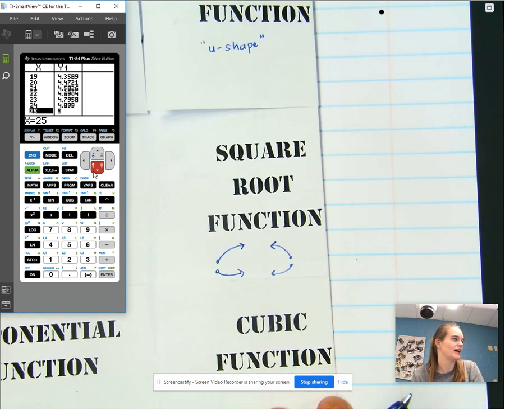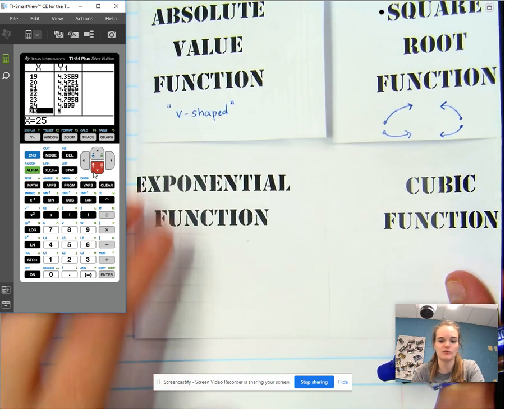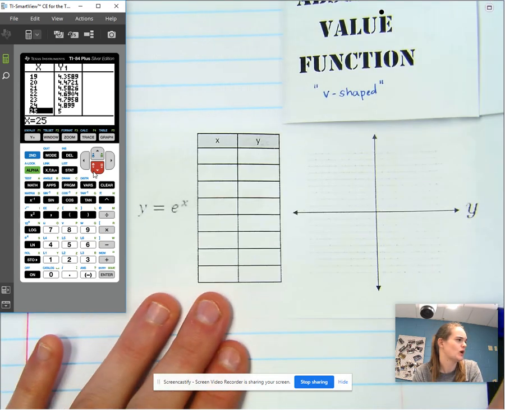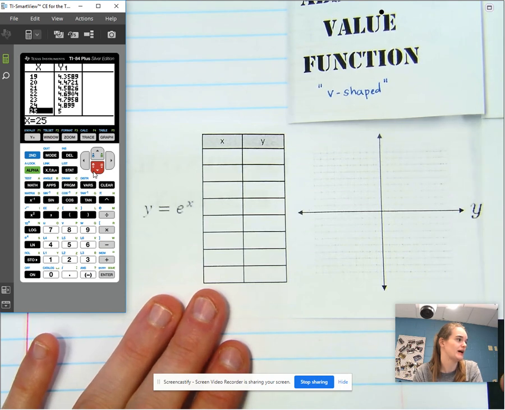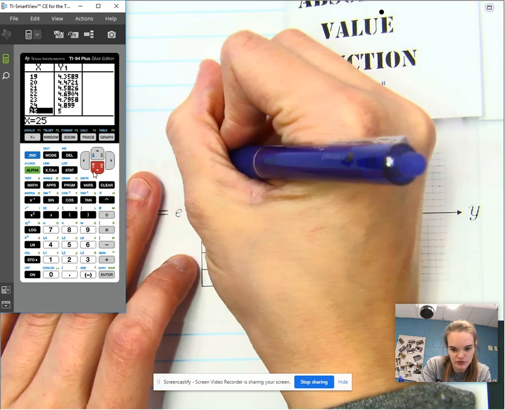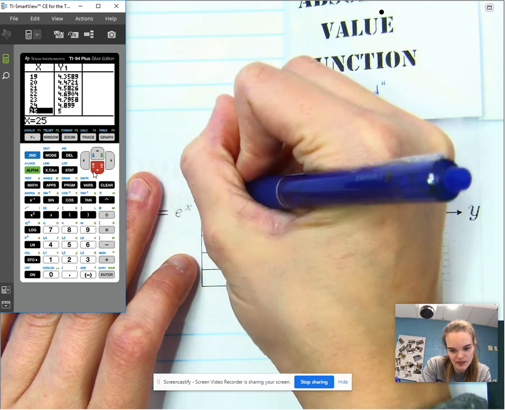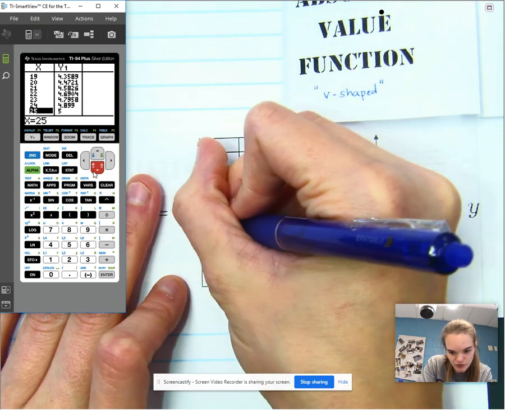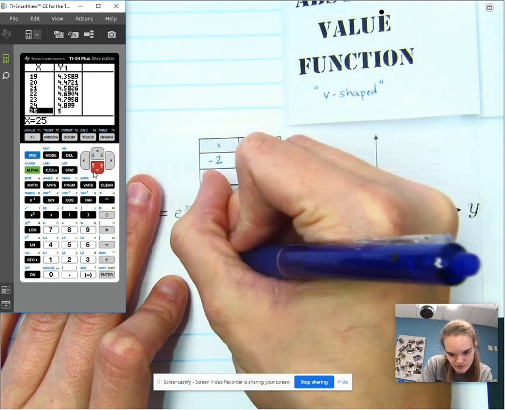Okay, now let's talk about exponential function. Okay, we've got y equals e to the x power. We're going to use the same values unless we find out we get these huge decimals. We're actually going to get decimals on all of these. This one's strange, and you'll see why.